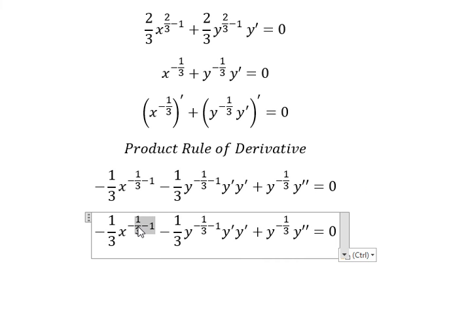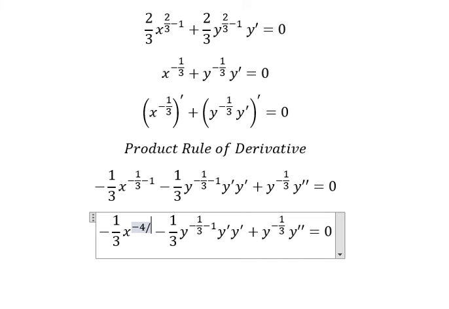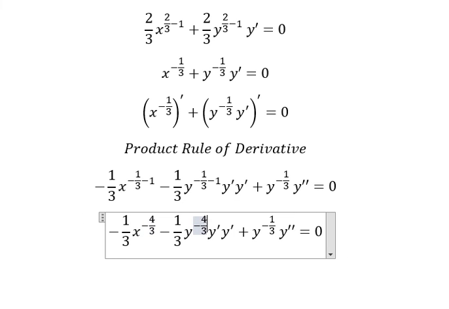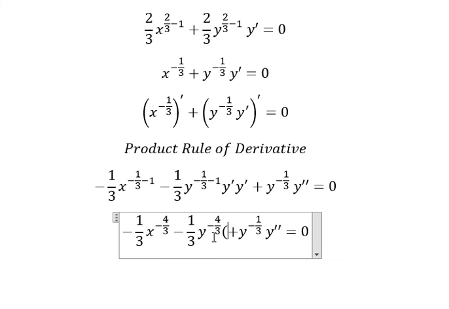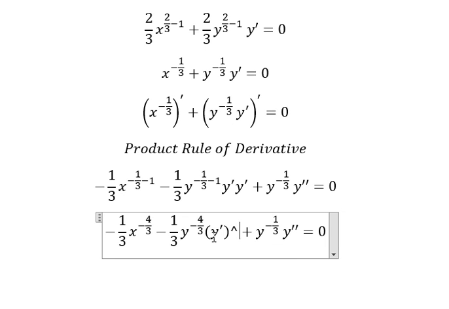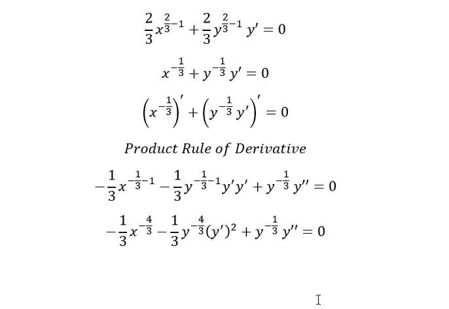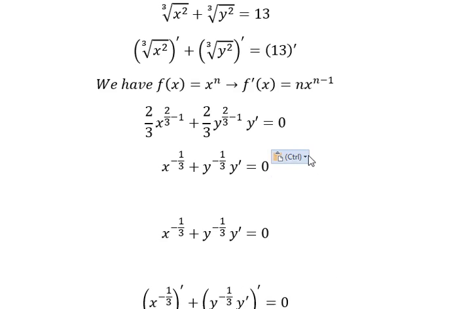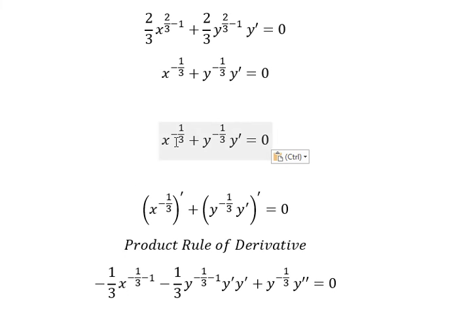This one you get negative 4 over 3. This one you get negative 4 over 3. This one we can put like this. Now they want to find the value of the second derivative, but we need to find the value of the first derivative in here. So we need to return back in here. We know that x is 8. We put number 8 in here.